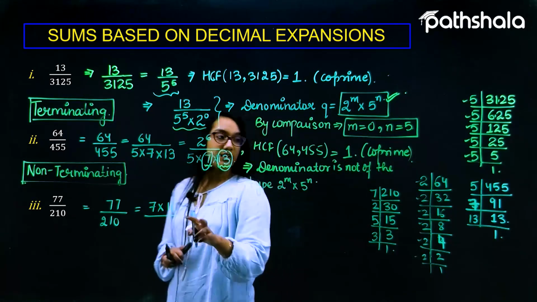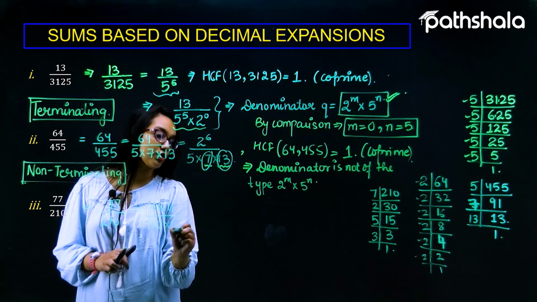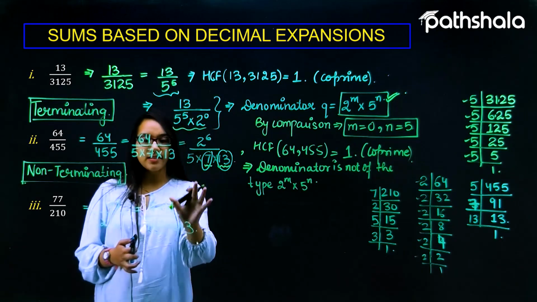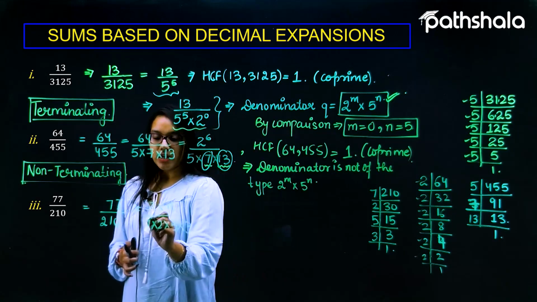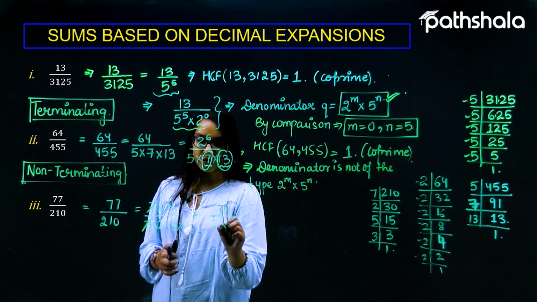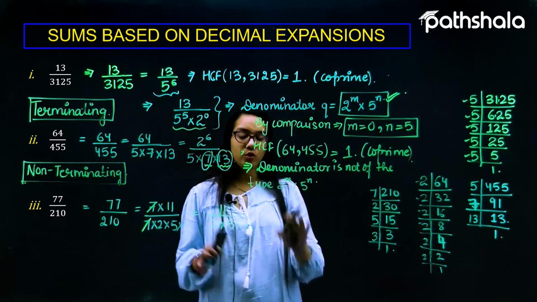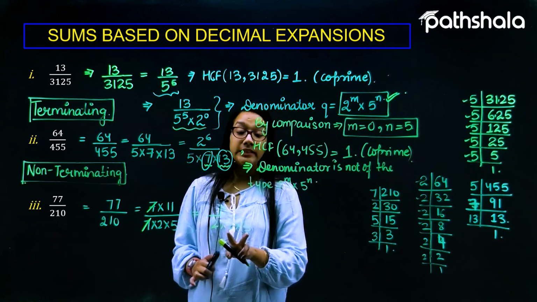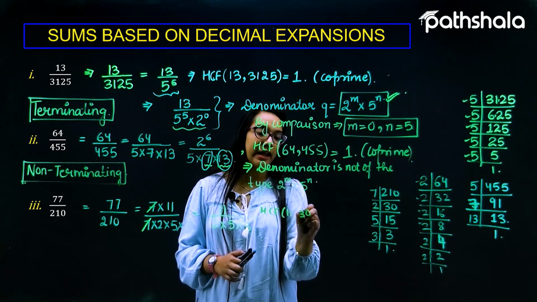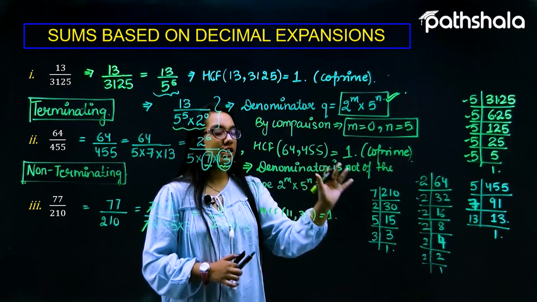So we can write it as 7 into 2 into 5 into 3. We can cancel the values, whatever we can cancel. So let us cancel 7 and 7. So we get 11 over 2 into 5 into 3. After cancelling, we are getting the two numbers as 11 and 30. It means the HCF of 11 and 30 is nothing but 1. It means they are co-prime. So the very first condition is satisfied.